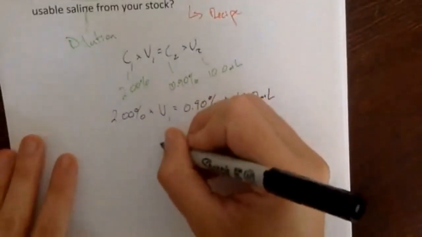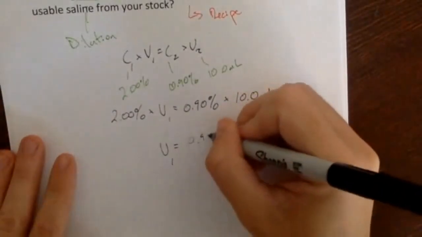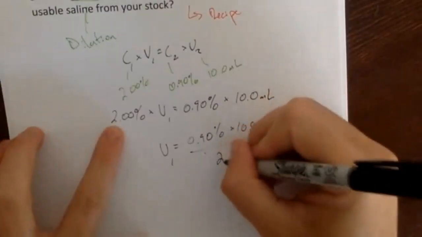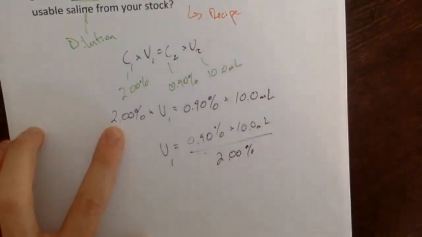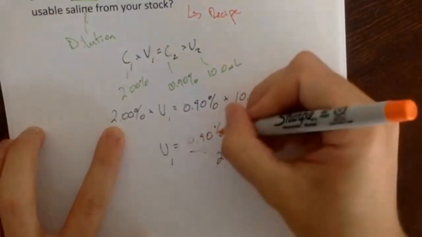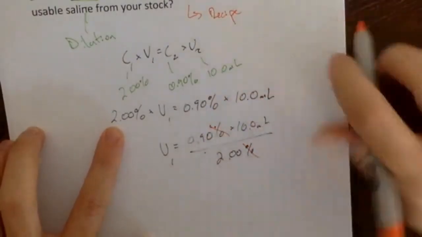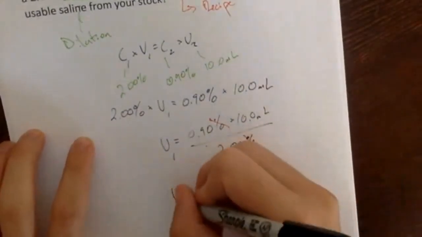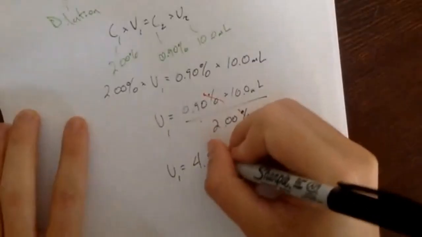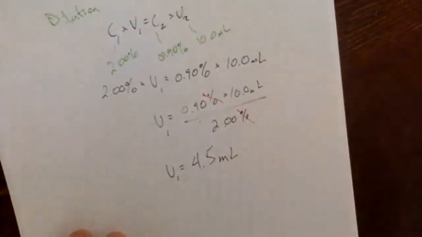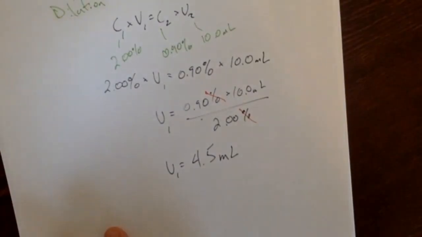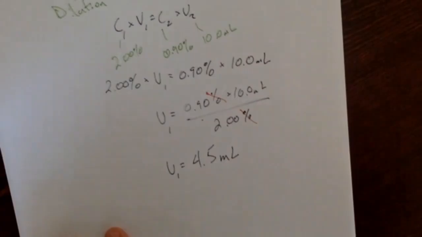So do some algebra. V1 is equal to 0.90% times the 10.0 milliliters divided by 2.00%. We can see that those percentages cancel out. The only thing that's left is those milliliter units. 0.9 times 10 is 9, divided by 2. V1 is equal to 4.5 milliliters. So we got our number. But is that what we wanted?